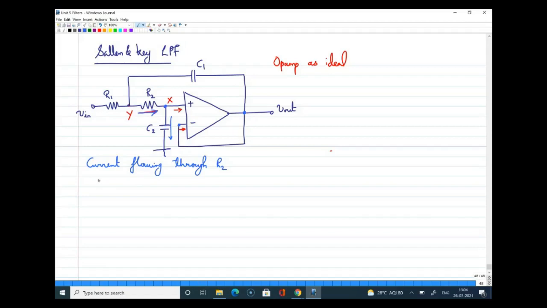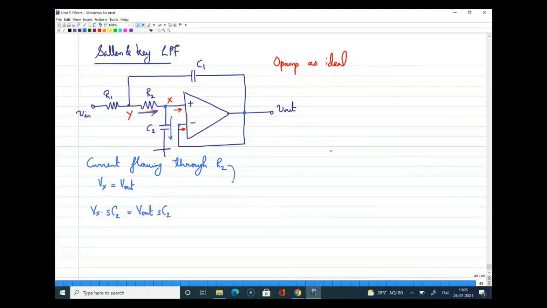I can directly say the voltage at Vx is equal to the voltage at V out by the property of virtual ground, right? Now, if that is the case, what is the current flowing through R2? Since both are equal, can I say the current flowing through C2 is Vx divided by 1 by SC2, which is nothing but Vx into SC2, which is equal to, since Vx is equal to V out, V out into SC2.